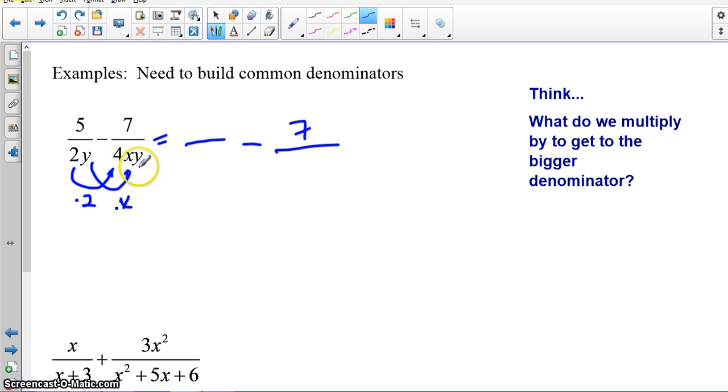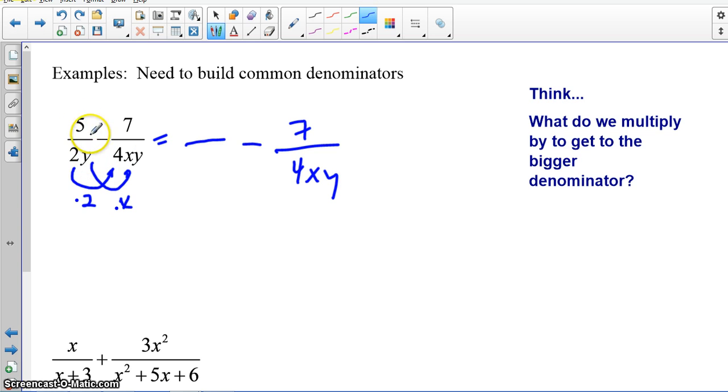You're just going to believe me that 4xy is the least common denominator. So we got to build up to that. We're doing an easy example, less challenging than some you might have to do on your own. We'll hopefully get to that, and we'll definitely get to that in class. So to go from 2y to 4xy, we got to multiply by the 2x.